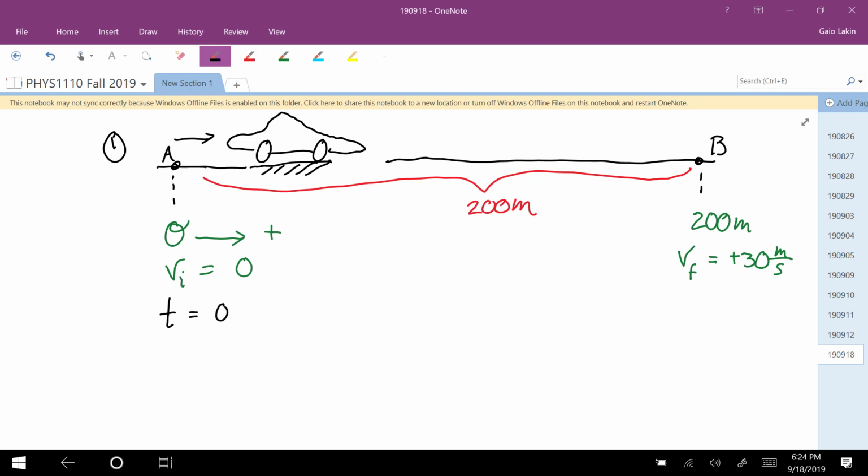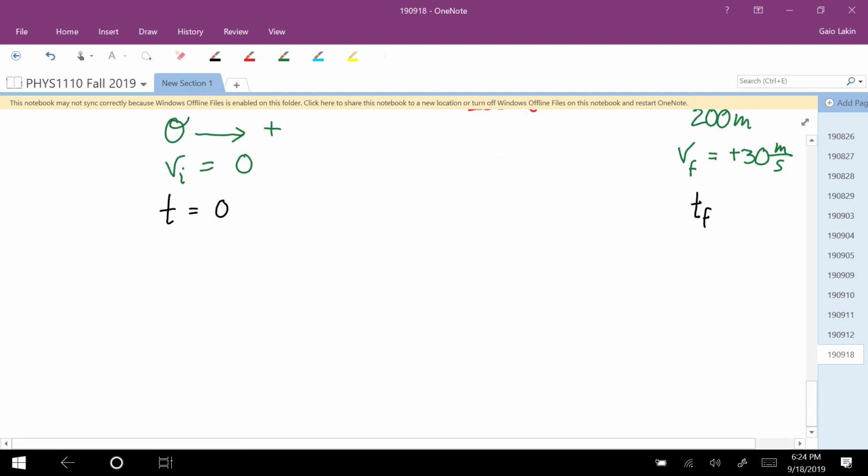Okay. Any questions about that, choosing the times? So time equals 0 is when the car is at A. Time final is when the car is at B. And now we can think about what we know and what we're trying to find.